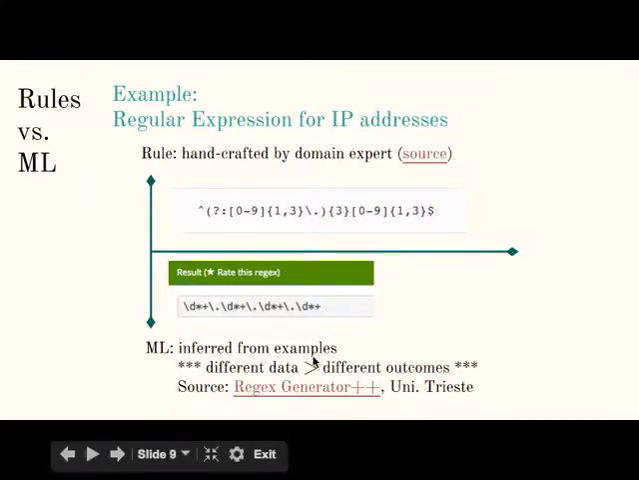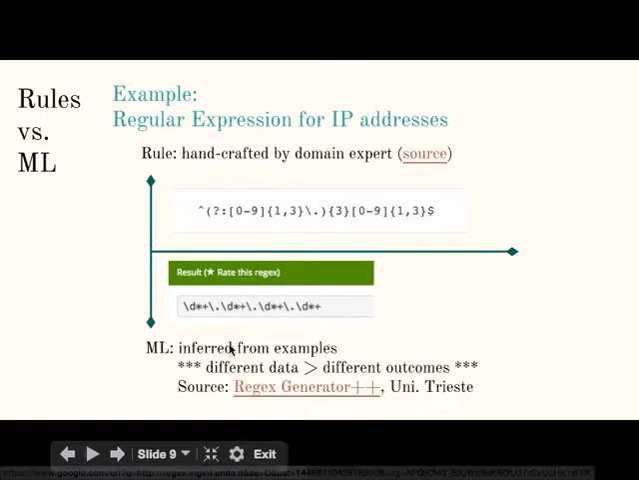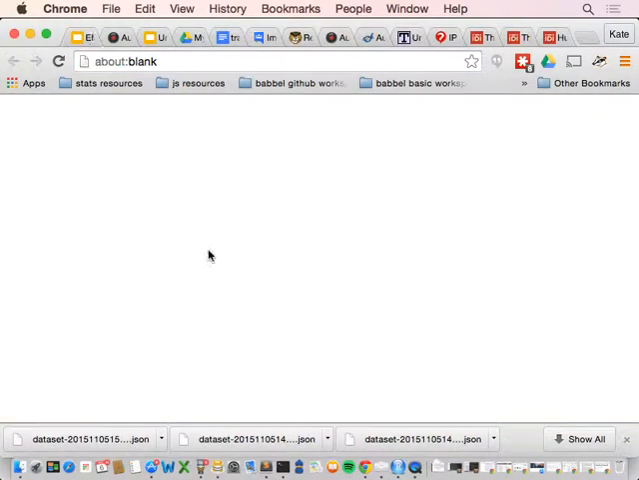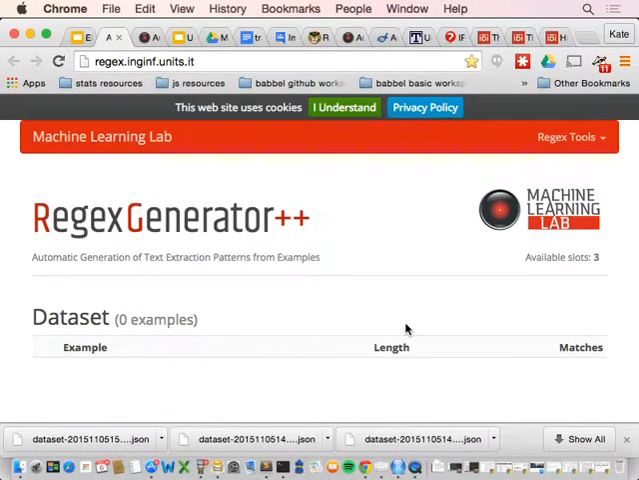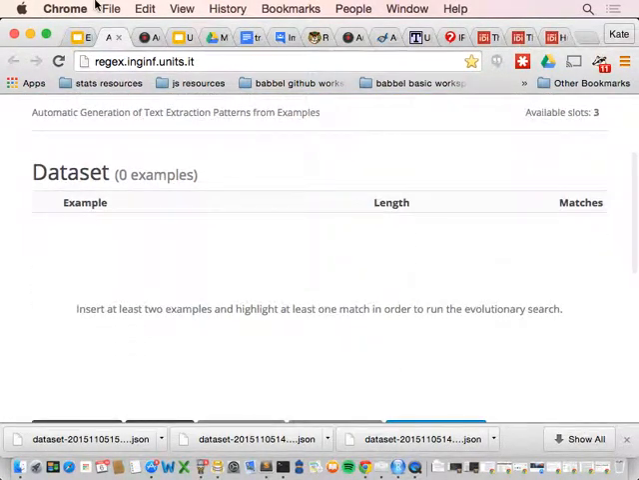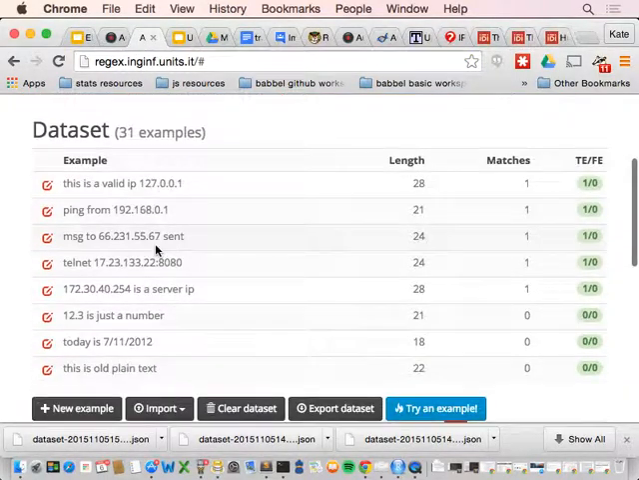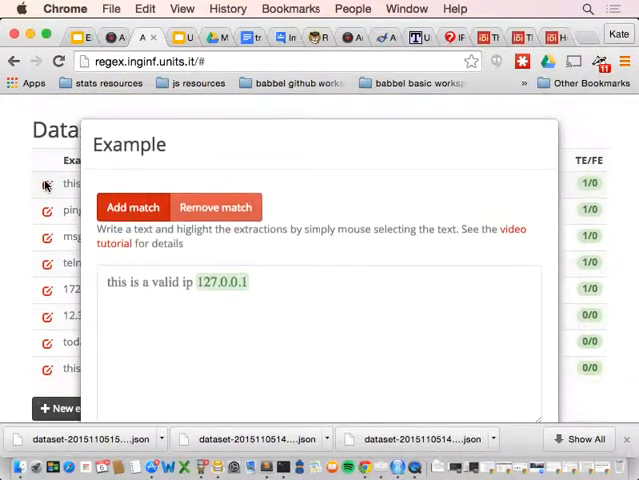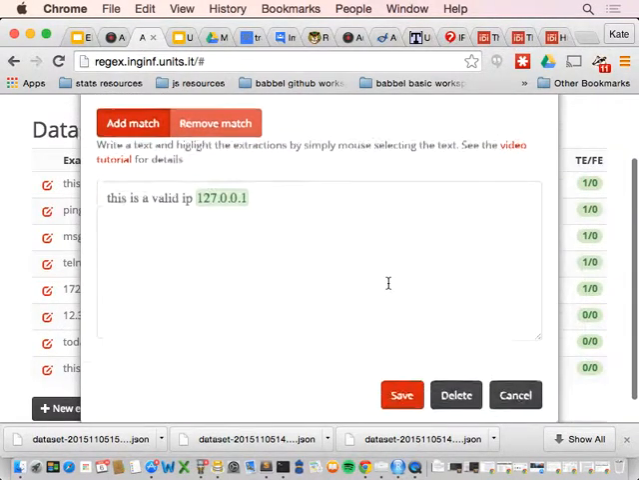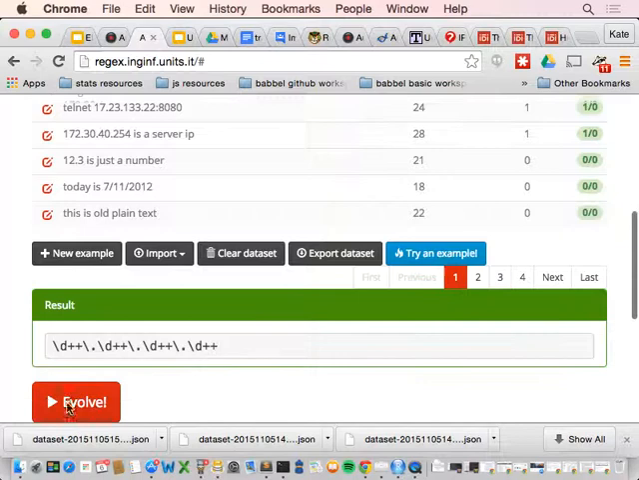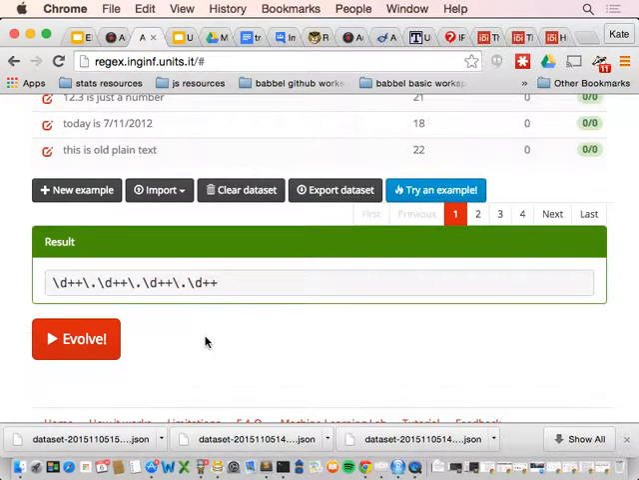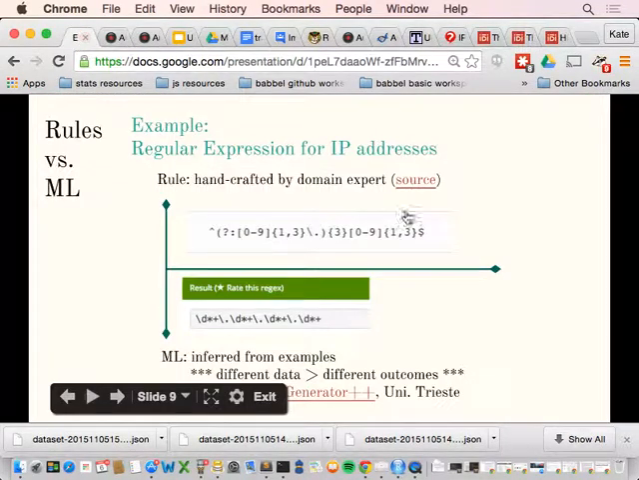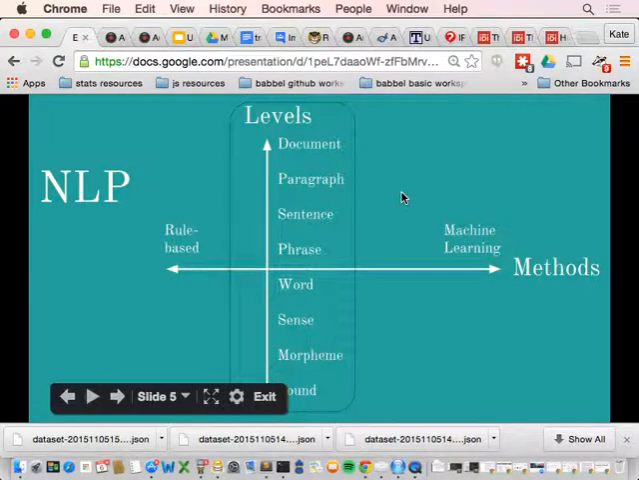The machine learning approach would be to infer this from examples. This is an example of a research project from the University of Trieste. I have this open with data. Here you can put in data and tell it what you want to match, and then run this, and it will give you a classification process that uses a genetic sequencing algorithm to learn the regular expression that matches the patterns you give it. And this is what you get as a result. So this would be taking a machine learning approach.